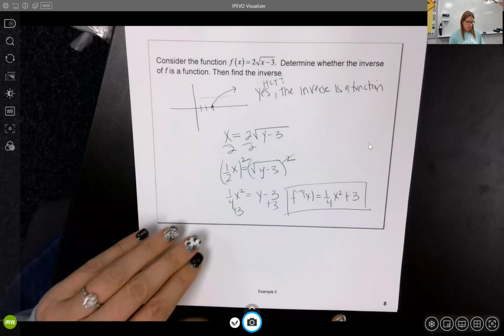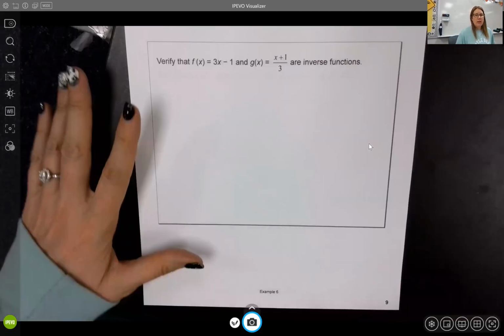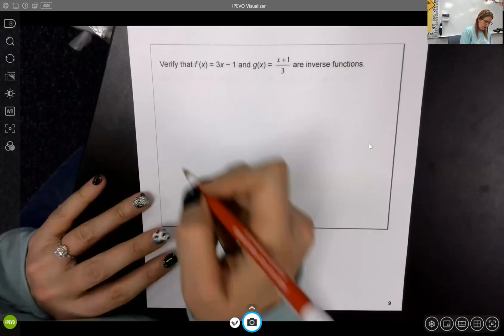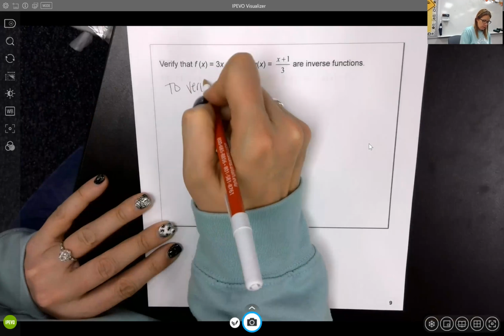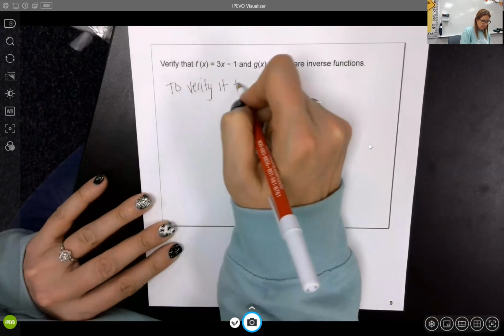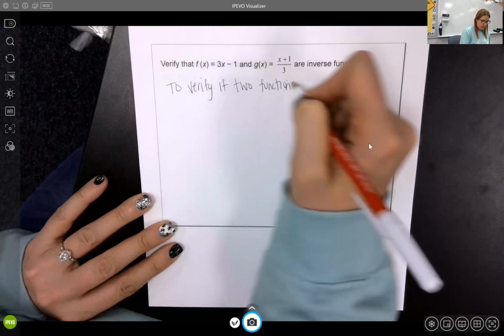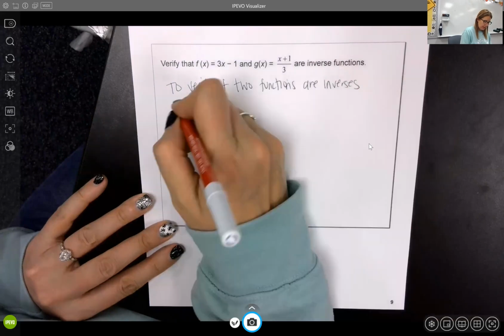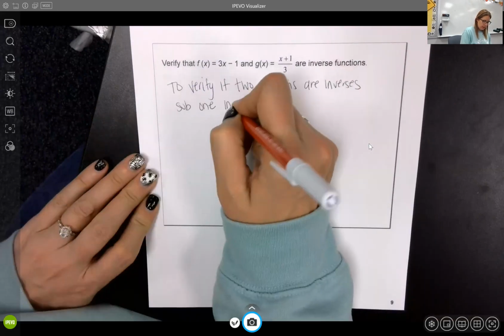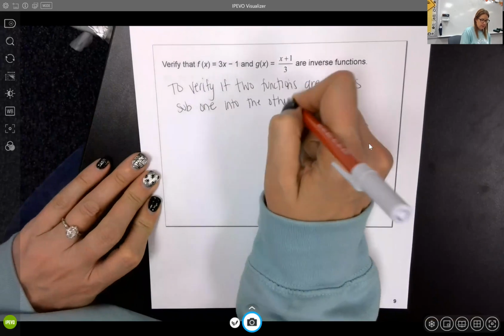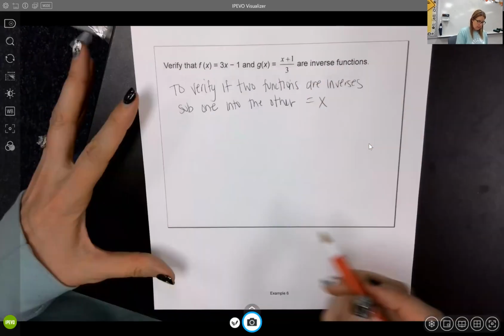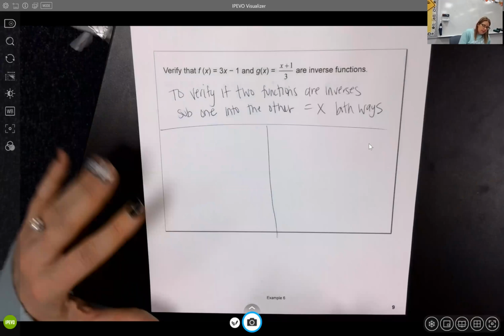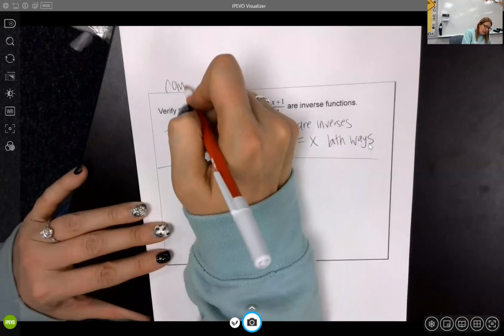All right, the last thing that we're going to do is verify that f of x and g of x are inverse functions. To verify if two functions are inverses, substitute one into the other, and you have to get x both ways. It's a fancy way of saying what this is called: composition.